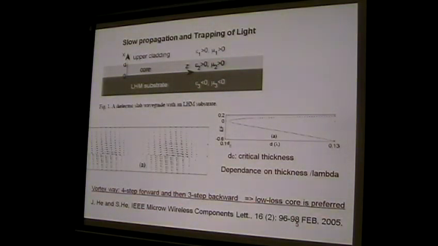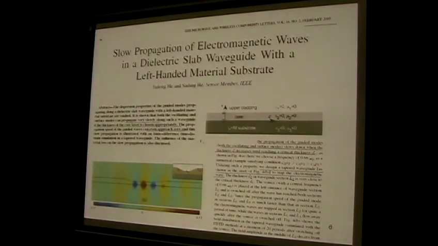That work we published nearly 4.5 years ago in an IEEE journal. Because this metamaterial is generic, it could be for light, it could be for microwaves. We published in the microwave community, because at that time it was much easier to fabricate this double negative material at microwave frequency. So we called it slow propagation of electromagnetic waves in a dielectric slab waveguide.